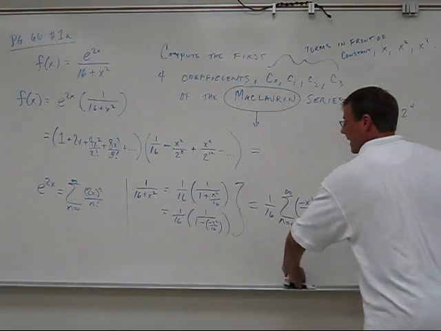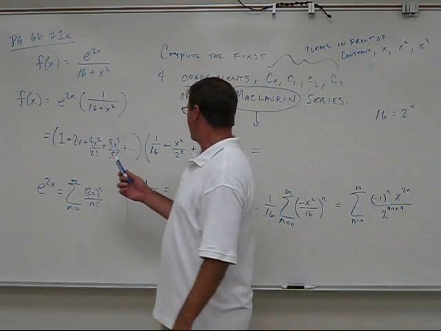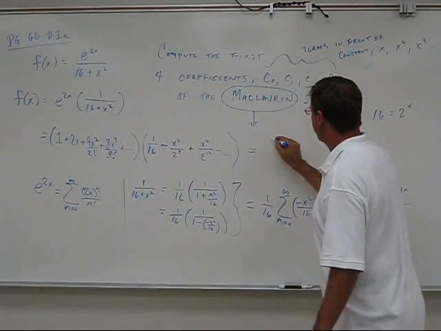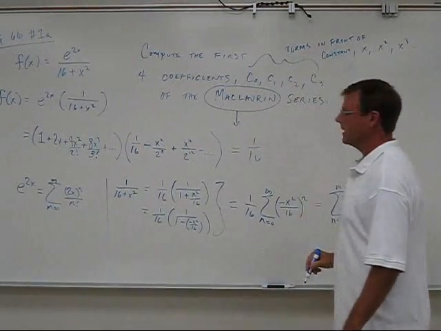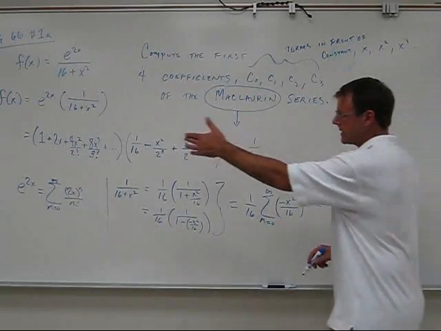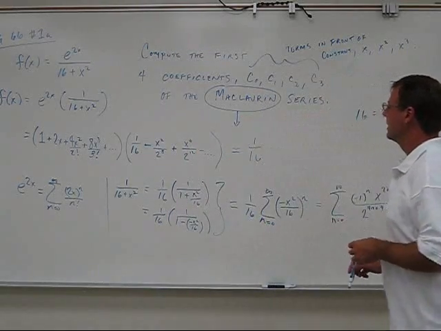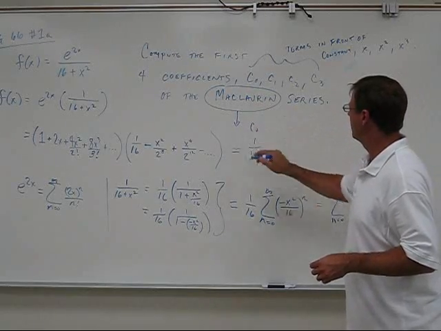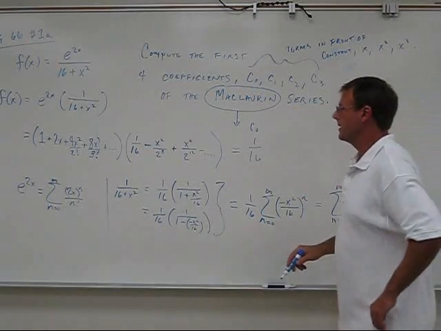So what is it I get? What's my constant term? The only way to get a constant term is to take the constant times the constant. So I get a 1 over 16 as my first term. I'm going to get a lot of stuff here, but I'm really only interested in the first few terms. Okay, so this here is my C0. I'll write that out again in a minute.